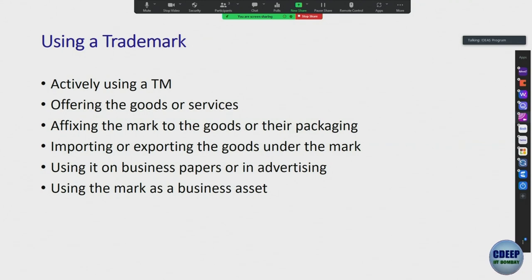And you must affix that mark to goods or their packaging, boxes, your letterheads, your advertisements, your visiting cards, whatever catalogs and brochures. When you are trading, importing, exporting, use that mark. And use that mark as a business asset. Not necessarily is a trademark used only by people who actively trade in those goods or services. People may only have a trademark, build that brand, and use it as a business asset.